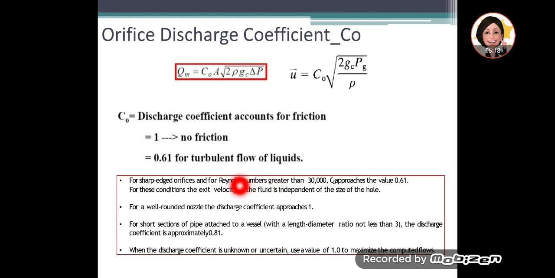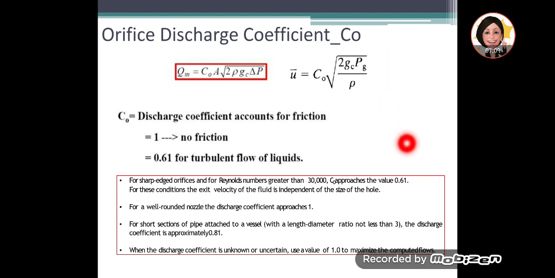For example, when we have a sharp-edged orifice and the Reynolds number is greater than 30,000, the C naught is about 0.61. For a well-rounded nozzle, the discharge coefficient approaches 1. This is the maximum, the condition where the maximum possible leak can happen. For a short section of pipe attached to a vessel, there's a ratio, and the discharge coefficient is approximately 0.81. When we are not certain of it, we use 1 to maximize the computed flow.